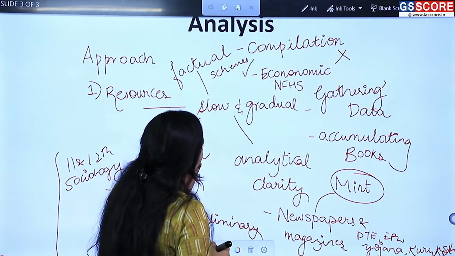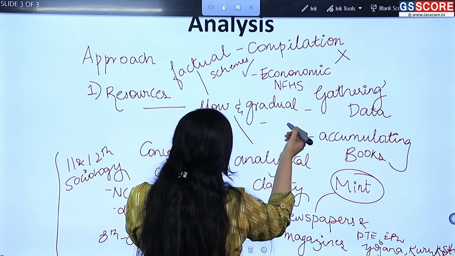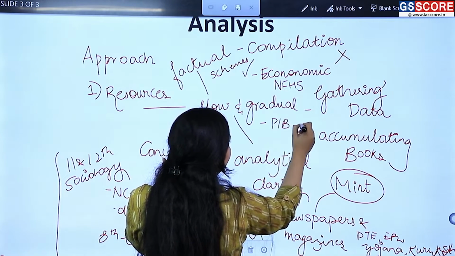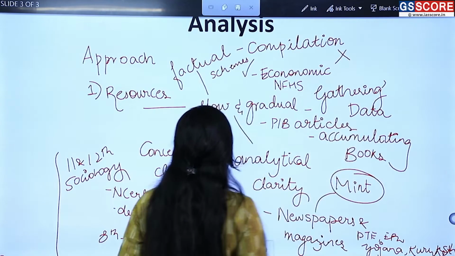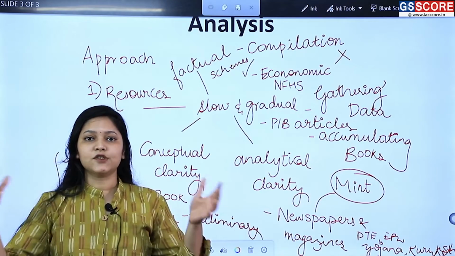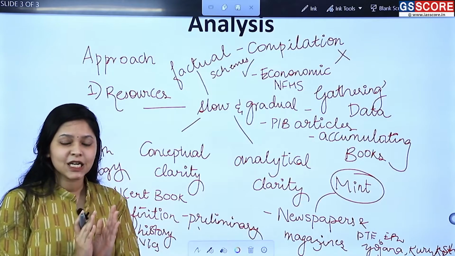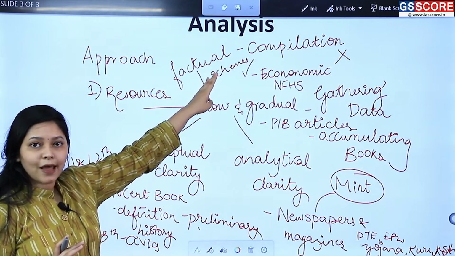And you can also take note of certain PIB articles that are there, right? Do not multiply your sources. Do not make it extravagant. The idea over here is to keep the sources minimalist, to get an idea of conceptual, analytical, and factual clarity.